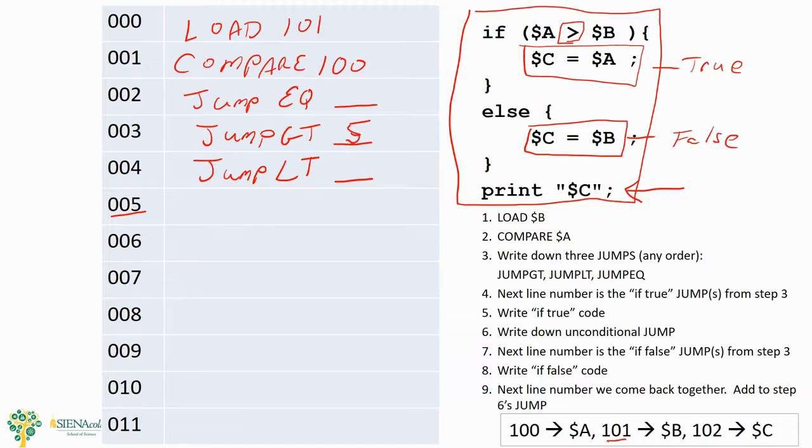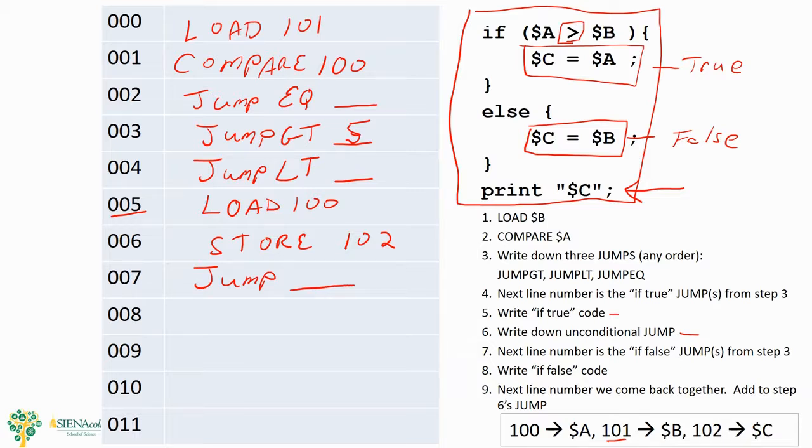We're now ready to write our if true code. C is equal to A. Well, to do that, we need to load A. And then store it into C. And we're done with our if true code, so we write down an unconditional jump after that. So just jump. But we don't know the operand yet, so we leave it blank.